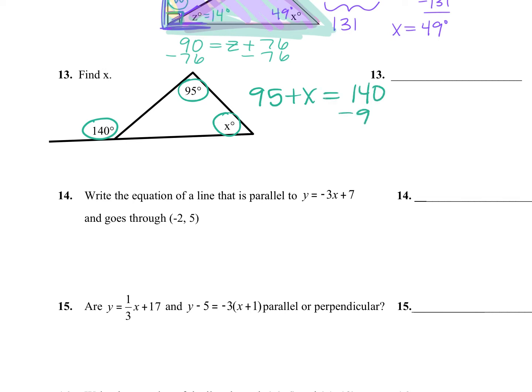Okay, so if you take away 95, can someone do that? What is that? 45. Yes, thank you. So you would get 45 degrees that way.